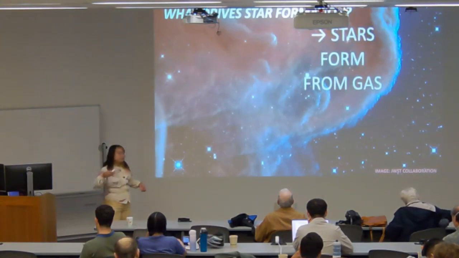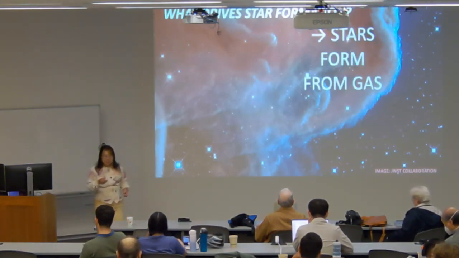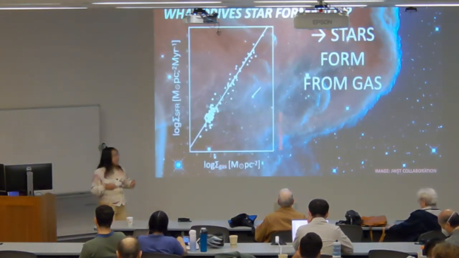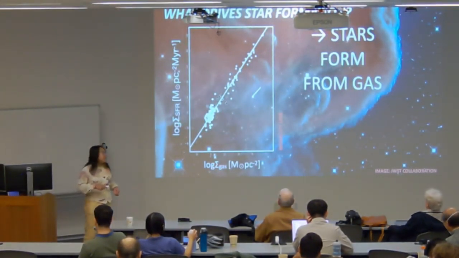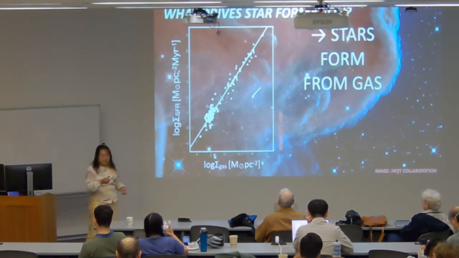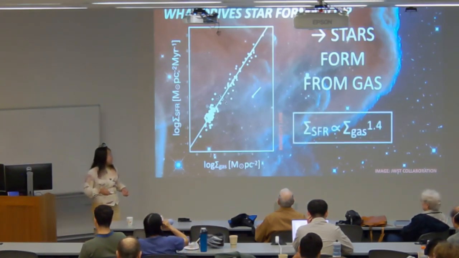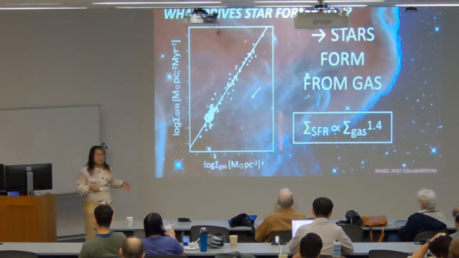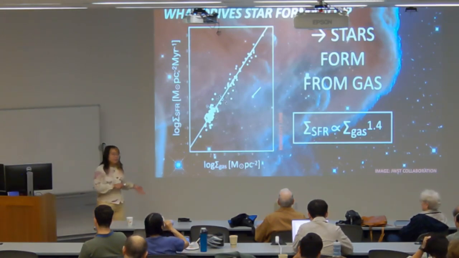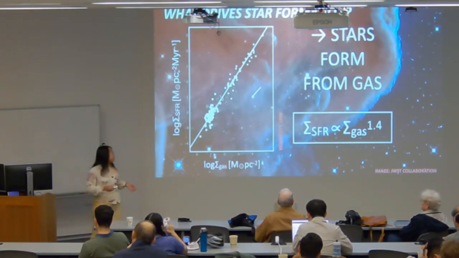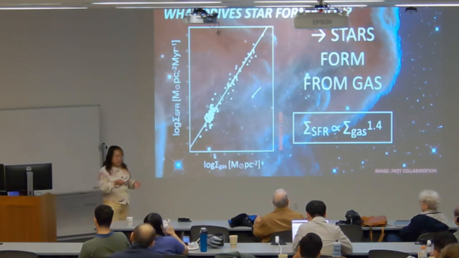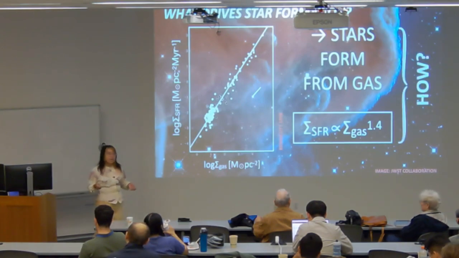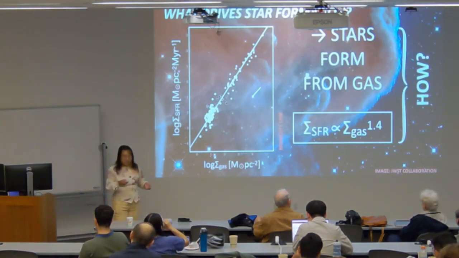We know that stars form from gas, and we know this because we've seen some empirical scaling relations, such as that between the column density of gas and the column density of star formation rate. We've seen these scaling relations all the way back from Kennicutt 96 and further. This plane is also known as the Kennicutt plane, and we want to know how these scaling relations come about physically.